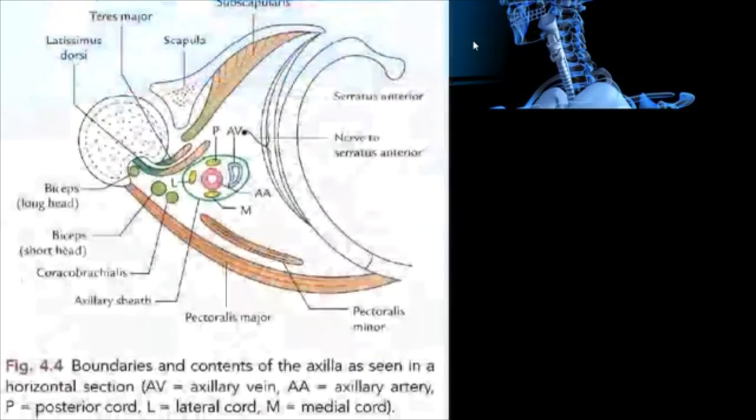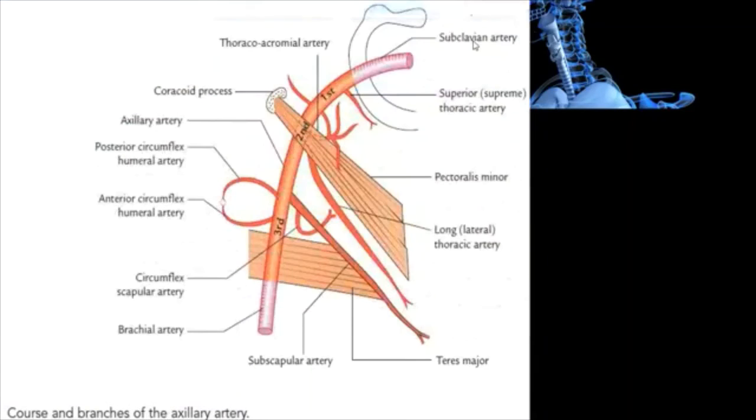Going to the next figure, this is the figure showing the boundary and content of axilla. You will be asked in the viva about the boundary and content of axilla. The contents are the axillary artery, the axillary vein, three cords of the brachial plexus: posterior cord, lateral cord, and medial cord, and the axillary tail of breast. These are the contents of axilla. I am just revising, giving a review for tomorrow's viva examination of superior extremity card final.